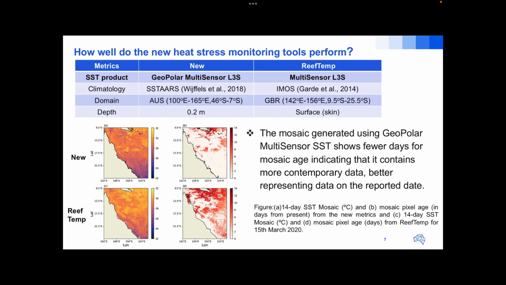The upper panel in the figure shows mosaic SST and mosaic age for the new method. The lower panel shows the same for RIP-Temp. The mosaic generated with the new method shows fewer days for mosaic age, indicating that it contains more contemporary data, better representing data on the reported date.